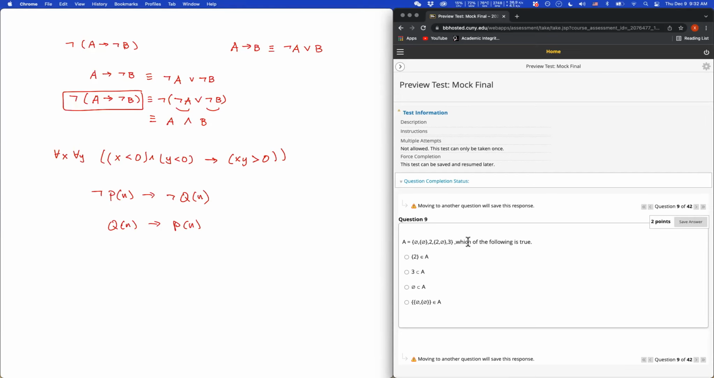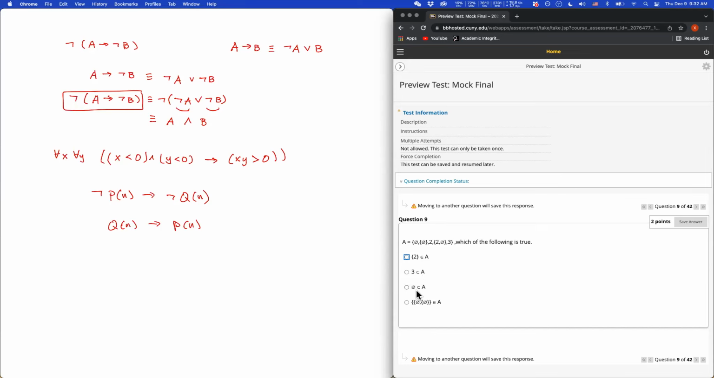Okay, now here it's asking which of the following is true. Is the set containing 2 an element in A? If you check it, there's no element with the set containing 2. Now, here it's asking, is 3 a subset of A? Well, in order to be a subset, it itself needs to be a set. 3 is not a set, so it's wrong.